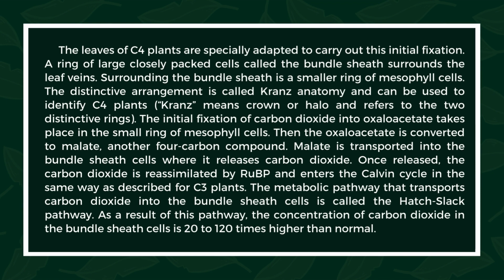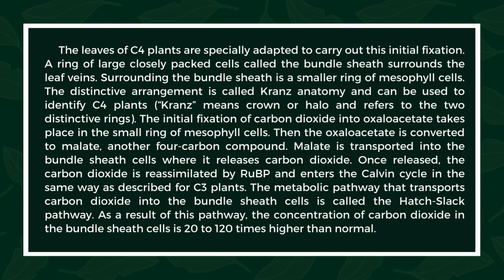Then the oxaloacetate is converted to malate, another 4-carbon compound. Malate is transported into the bundle sheath cells where it releases carbon dioxide. Once released, the carbon dioxide is reassimilated by RuBP and enters the Calvin cycle in the same way as described for C3 plants. The metabolic pathway that transports carbon dioxide into the bundle sheath cells is called the Hatch-Slack pathway.